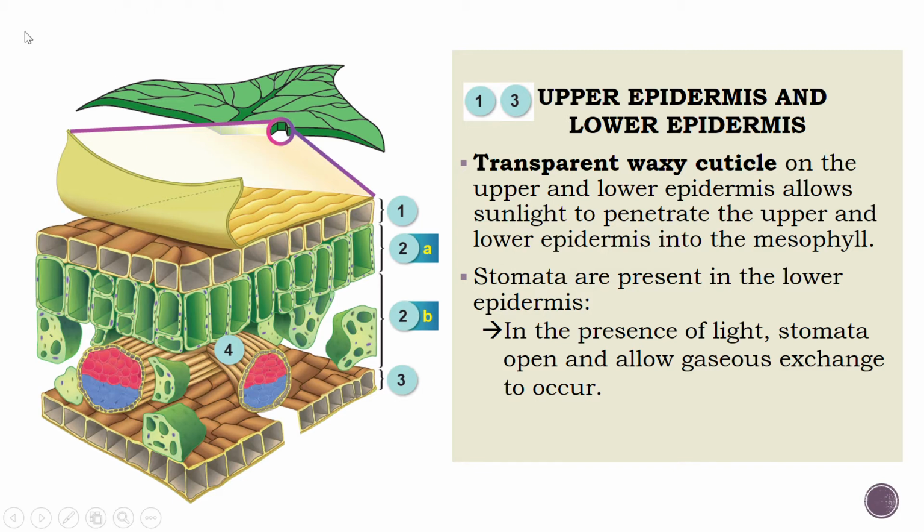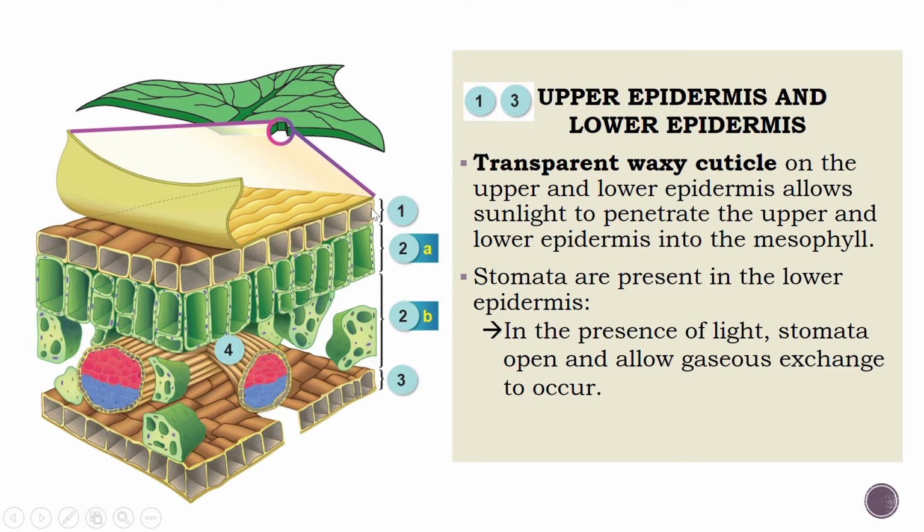Okay, now let's look at this picture. This one is actually showing the cross section of the leaf. Hopefully you still remember and are familiar with it. So let's look at the first number 1 and also number 3, these two parts, the top and the bottom part. This is called the epidermis. Okay, the epidermal cells. Still remember the function? It serves to protect.